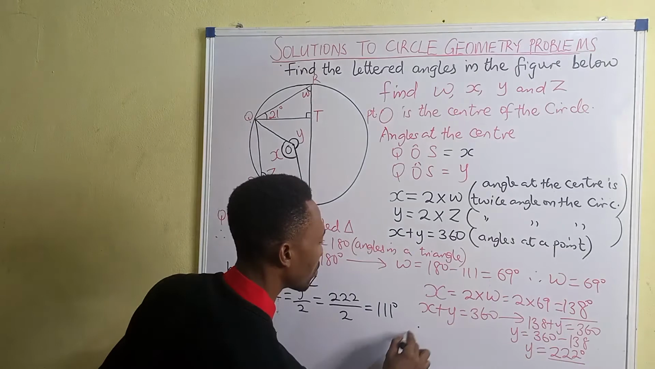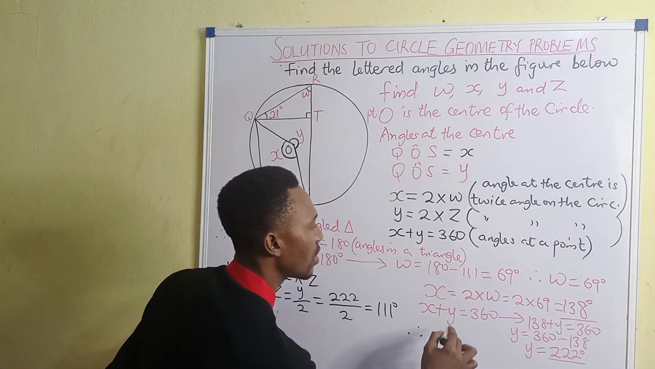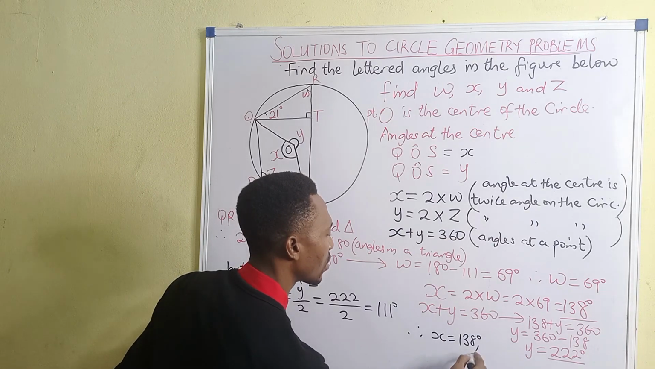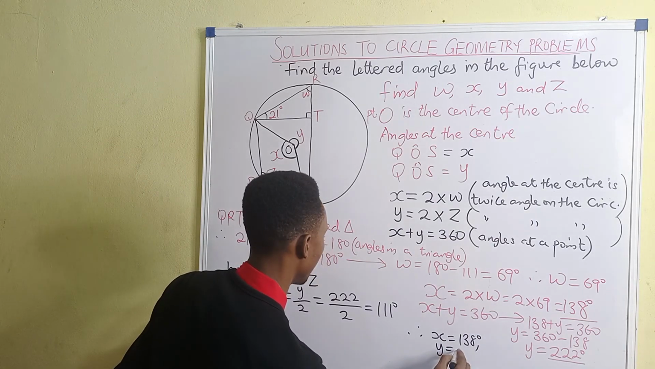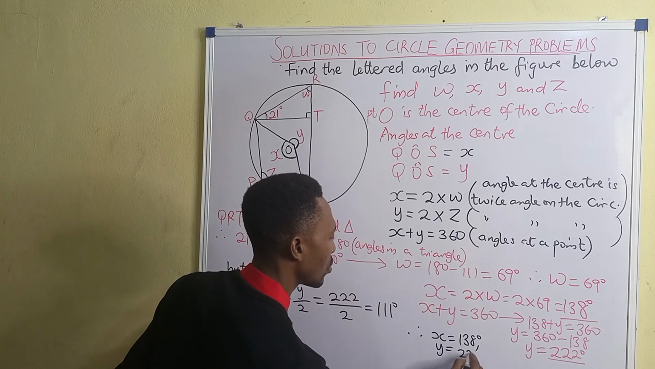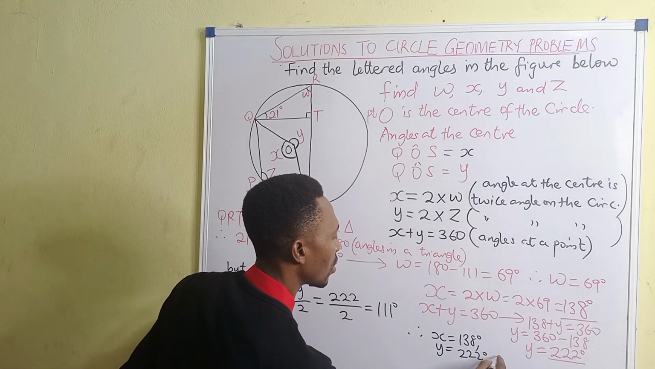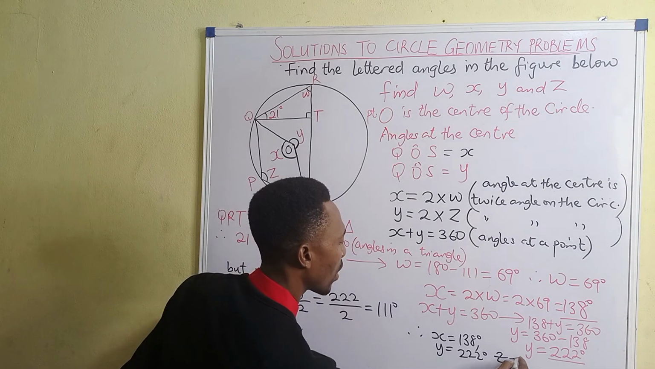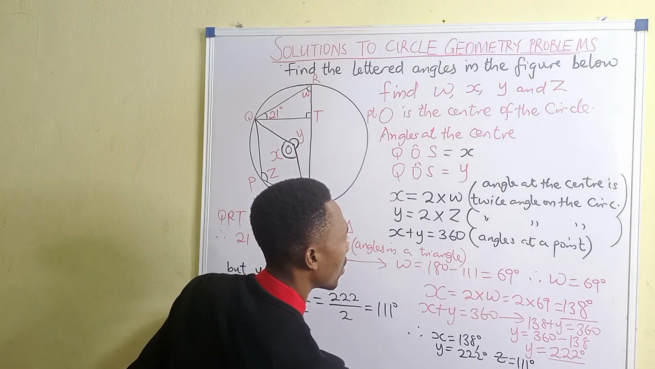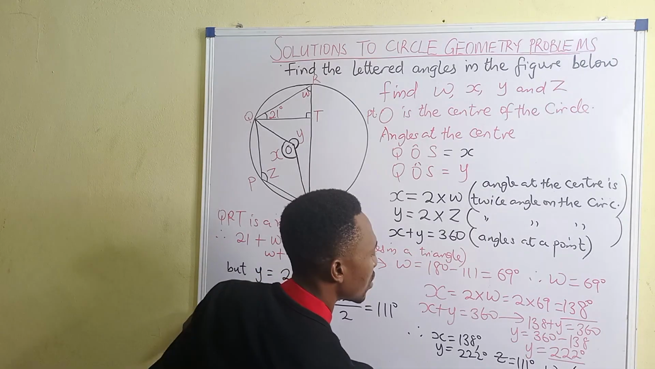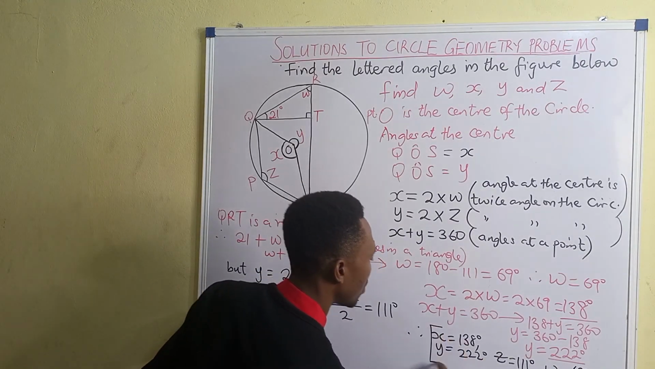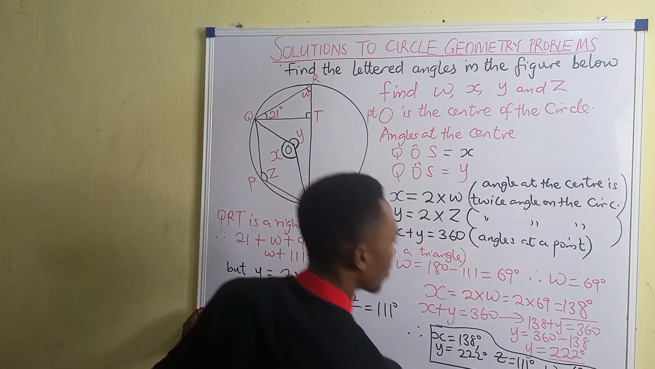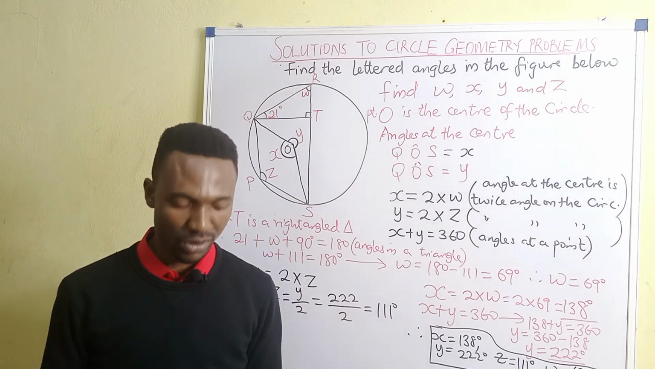So therefore, X is 138, Y is 222, Z is 111, and W is 69 degrees. These are our answers. So that's the answer to the problem.